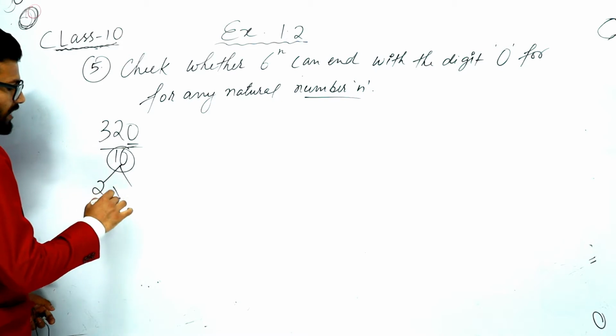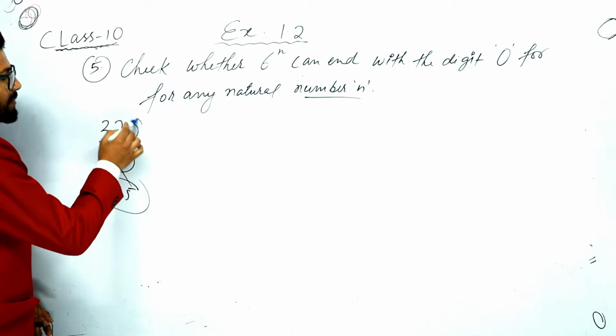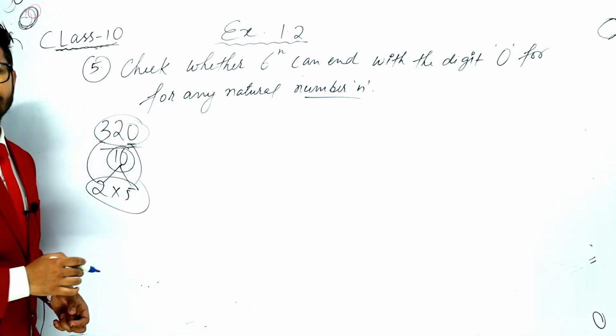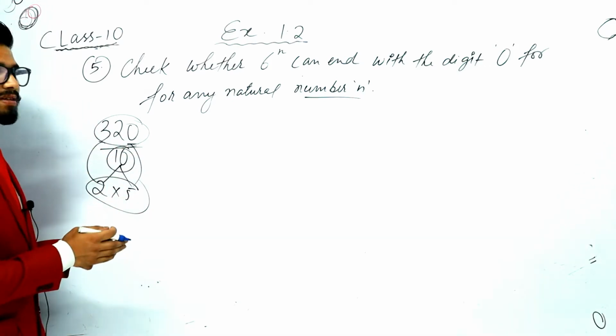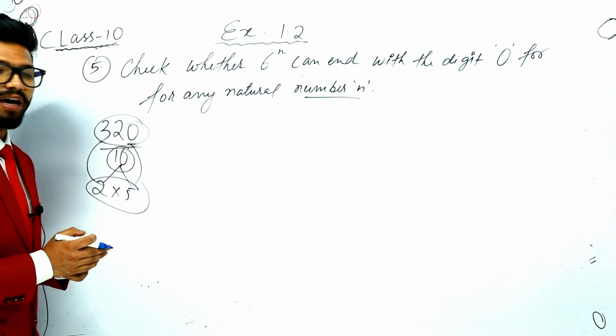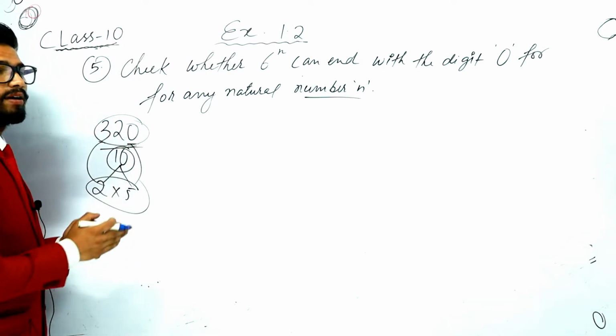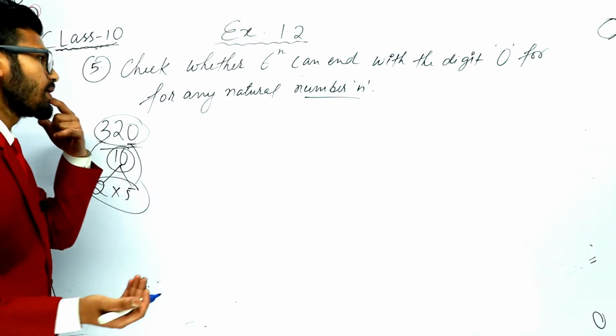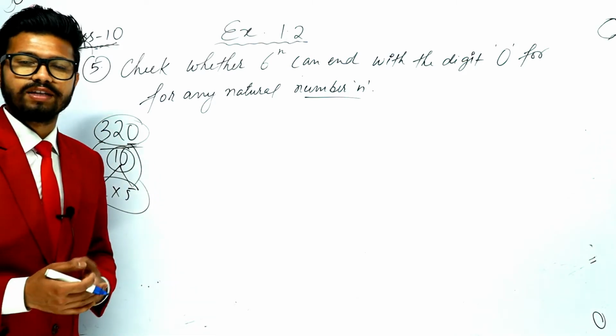So if it is divisible by 10, what are the factors of 10? It is 2 and 5. That means that number should also be divisible by 2 and 5. If it is not divisible by 2 and 5, that means a 10 is missing, and if 10 is missing, the number is not ending with 0, it may be ending with some other digit. So let us start with a statement.